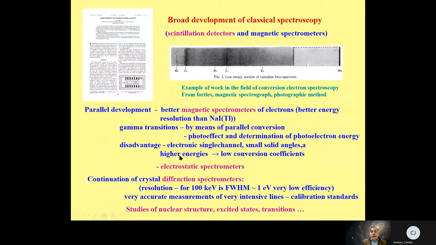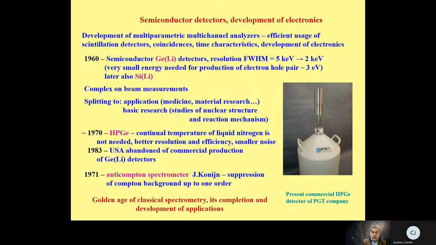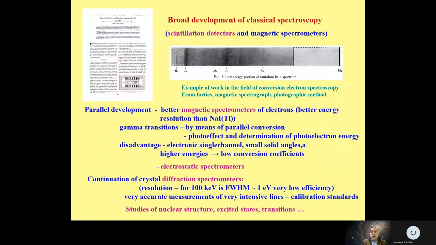Okay, the problem is that in this time it was also possible to use electrostatic spectrometers. But the disadvantage was that in this case you have a single channel, and also it was difficult to measure this energy accurately.